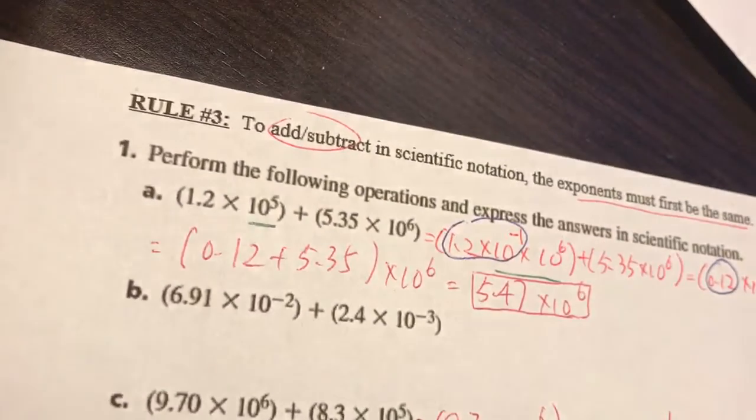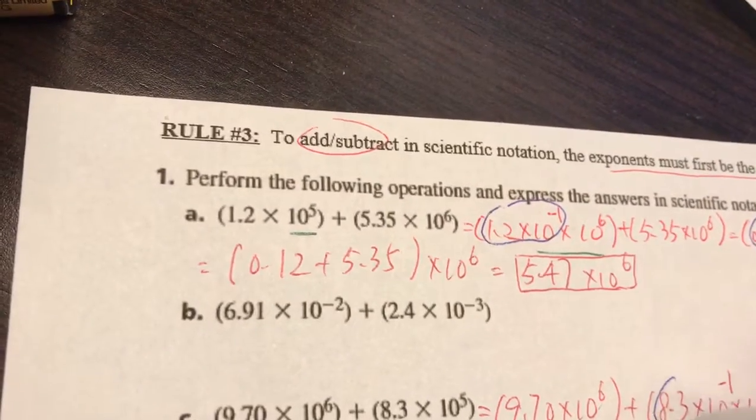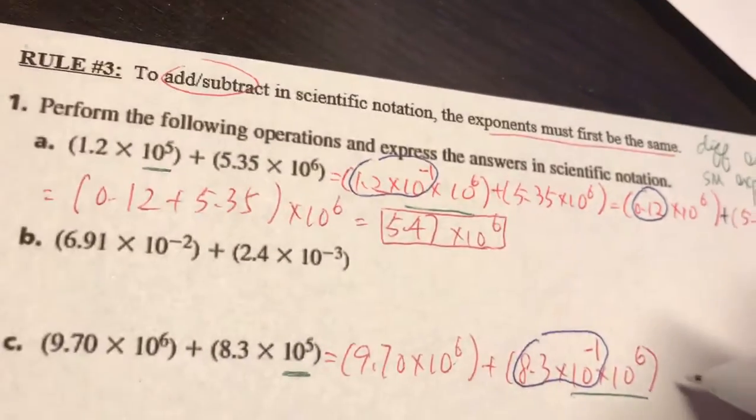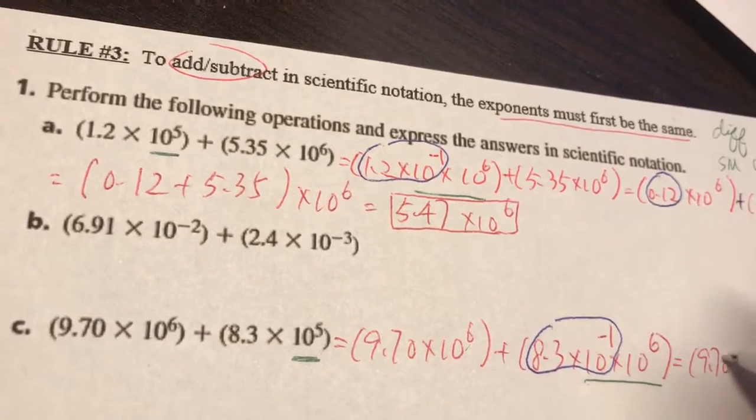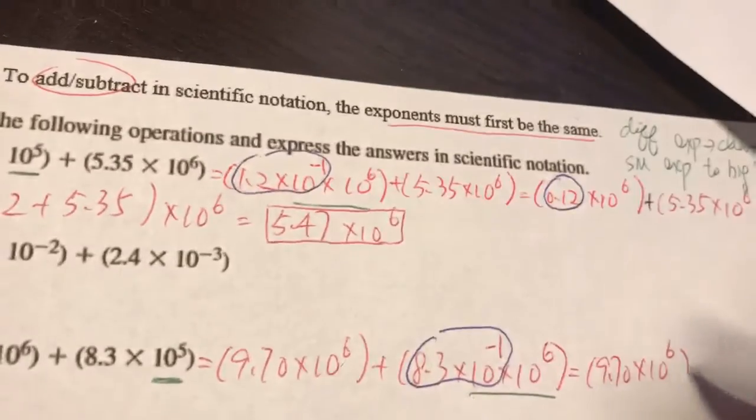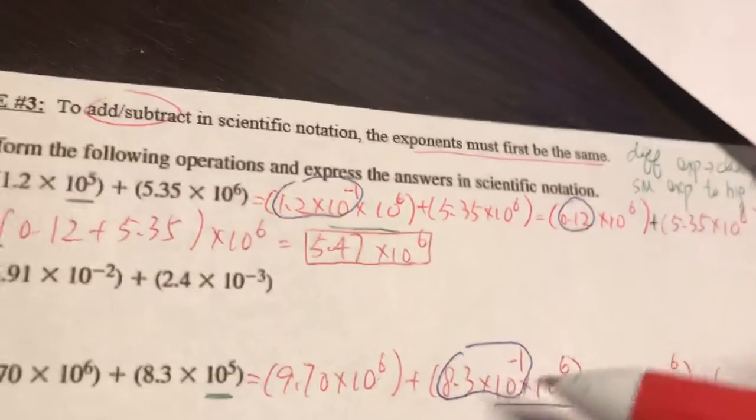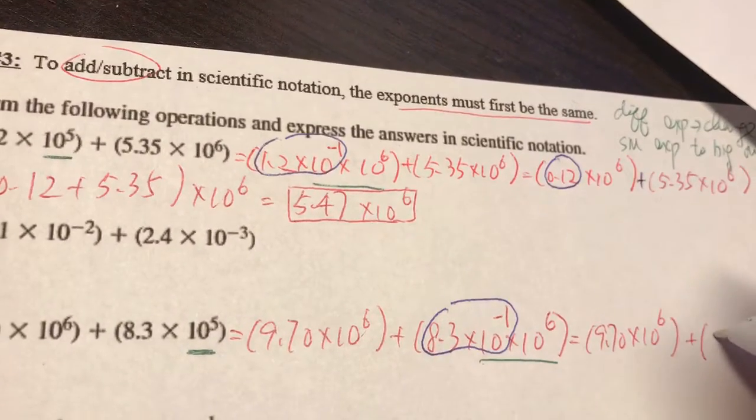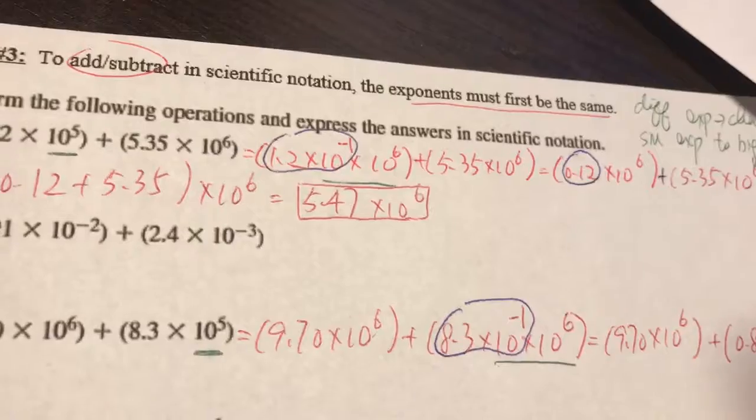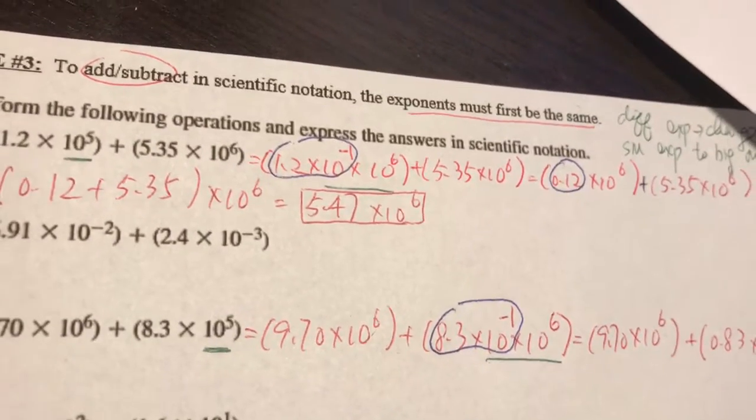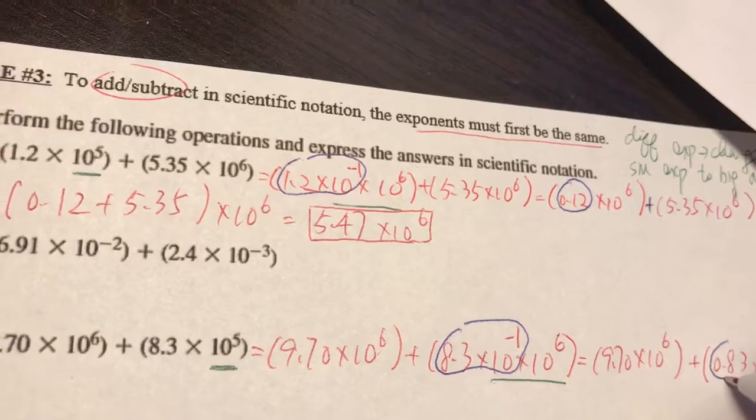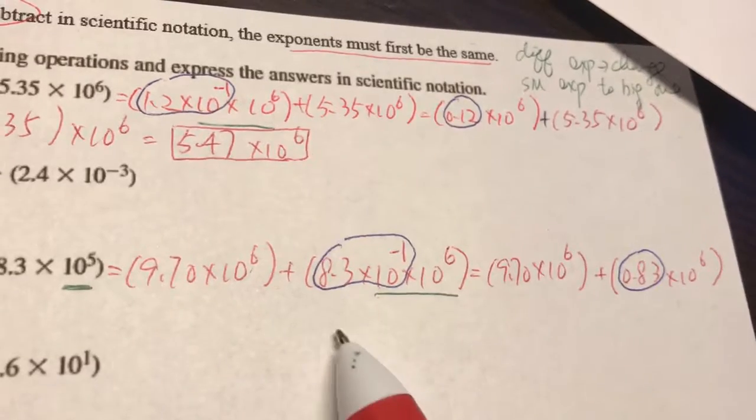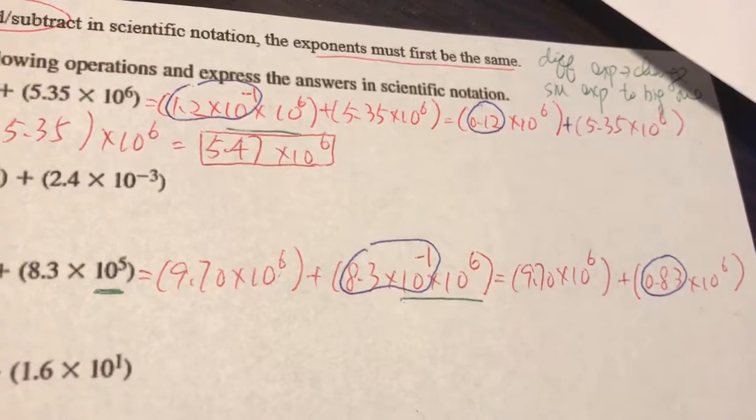Okay? Then, next thing is I need to take care of this part. I'm going to change that to standard notation. So the first part, no change. Okay, so this part, negative 1, meaning that my number is less than 1. So I move the decimal place to the left. Okay, so this is this. Again, I did not change my value. Okay, 10 to the 6, 10 to the 6. All I changed is just the way it is written. I did not change the value.